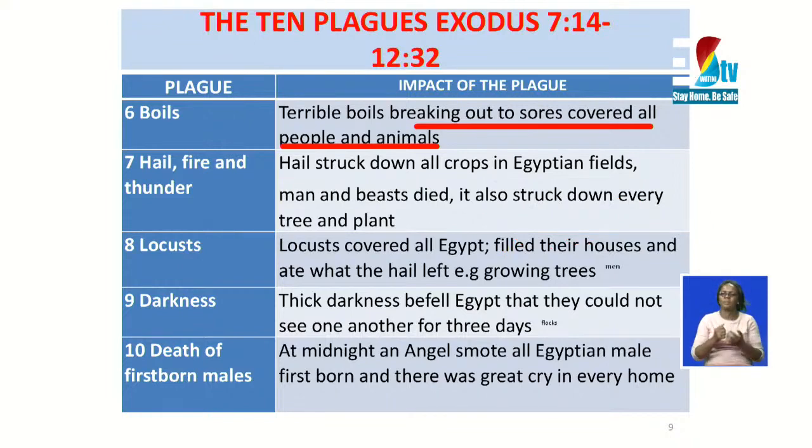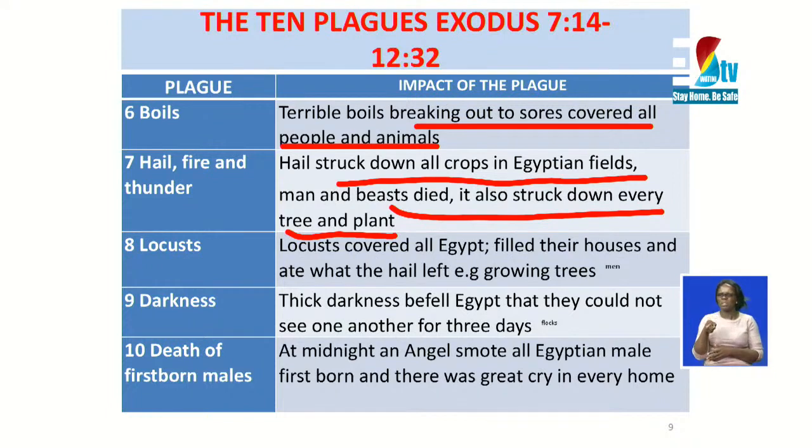So you find that in the 7th plague, still Moses and Aaron told the Pharaoh to release God's people, or else there would be hail all over Egypt. But still he would not free God's people. So what happened? There was a hail that struck all the crops in Egypt's fields, and also man and beast died, and it also struck down every tree and plant. You can imagine how Egypt looked so bare without any plant, my dear Lena. So that is what happened in Egypt. So as if that was not enough, still Pharaoh's heart was hardened. He would not free God's people.